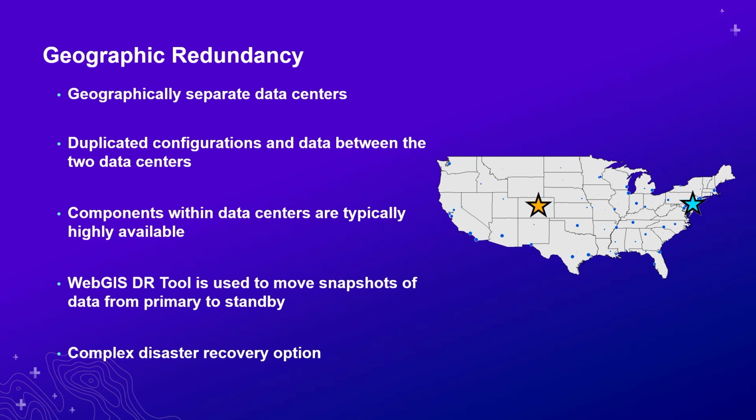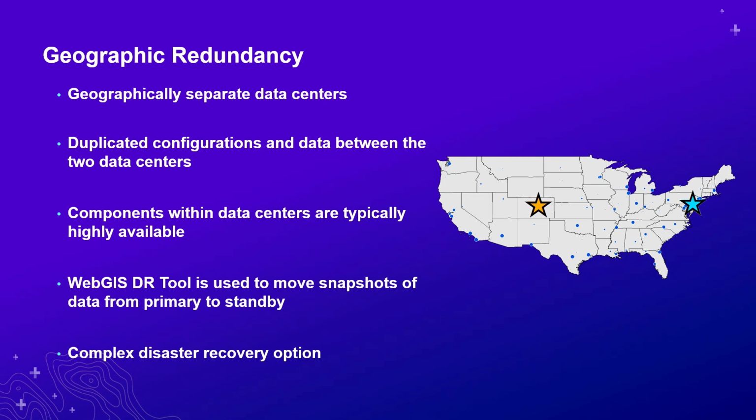So the requirement with geographic redundancy is that you have duplicated configurations and data between the two data centers. This means you have a full enterprise deployment with all the data necessary within each environment for the services that have to be served within the deployment. Typically, you're going to see that an organization that takes advantage of geographic redundancy is also going to be highly available within a data center. So not only can they fail over individual components within the data center, but they can also fail over whole data centers if required.